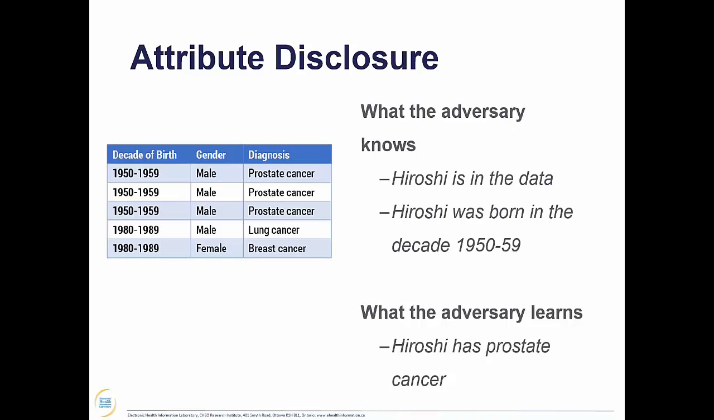When we have a model, we also can draw inferences about individuals who are not in the data. So for example, if Satoshi is not in the data, but belongs to the same population, and he was born in 1955, then we can draw the same diagnosis about him too. He is diagnosed with prostate cancer.